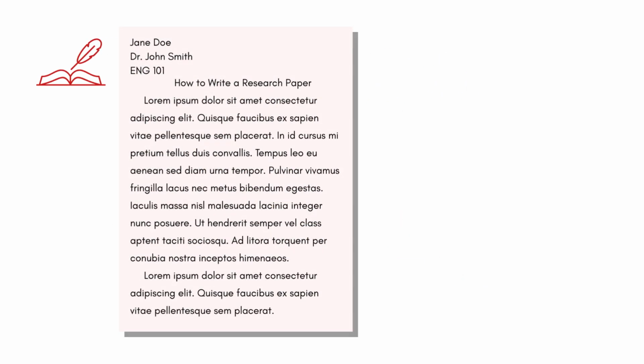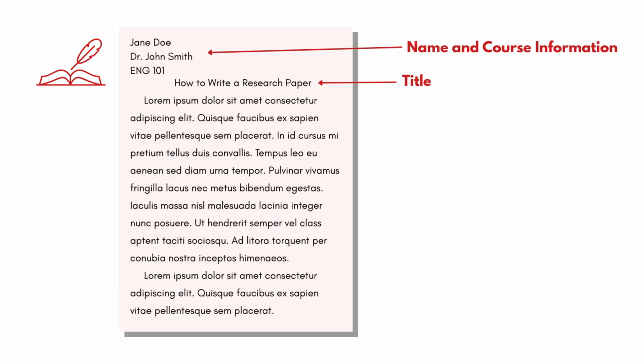Now let's switch gears and take a look at the structure of a humanities research paper. In this kind of research paper, there's typically no requirement for a title page. The information that would go on a title page is featured at the top of the first page of your paper, and you can jump straight into your introduction from there.